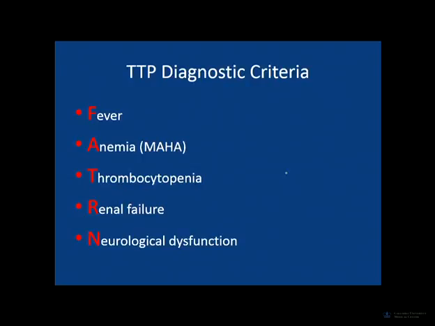This is the most important mnemonic device in this course. And I remember this from when I was a second-year medical student. This is the pentad, which is used to diagnose TTP clinically.